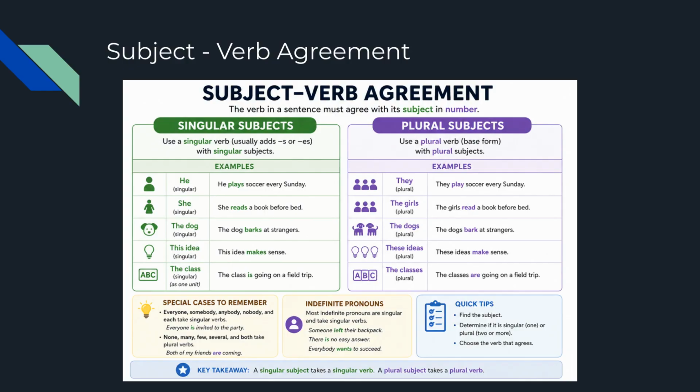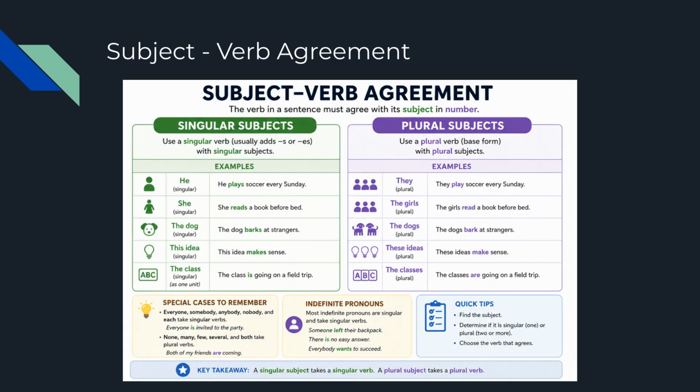Now, here's a very important concept that confuses a lot of learners. When the subject is he, she, or it, we usually add an S to the verb. So we say, he runs, she eats, it works. But here's the key idea. Just because a verb has an S does not mean it is plural. In fact, it's the opposite.